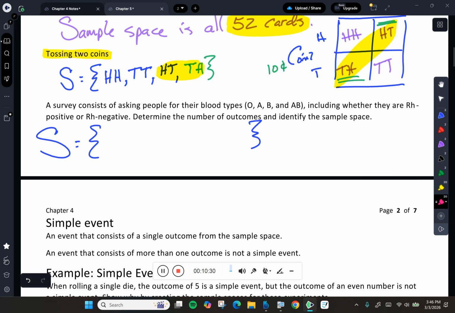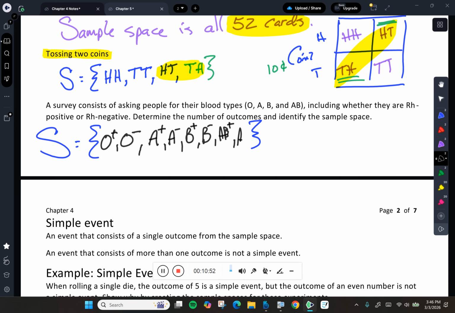I think it would be more appropriate to think about how someone would identify their blood type. Like someone could say that they are O positive, or someone could say that they are O negative, or someone could say that they're A positive, A negative, B positive, B negative, AB positive, or AB negative. So it looks like there's 8 different possible outcomes in that sample space.